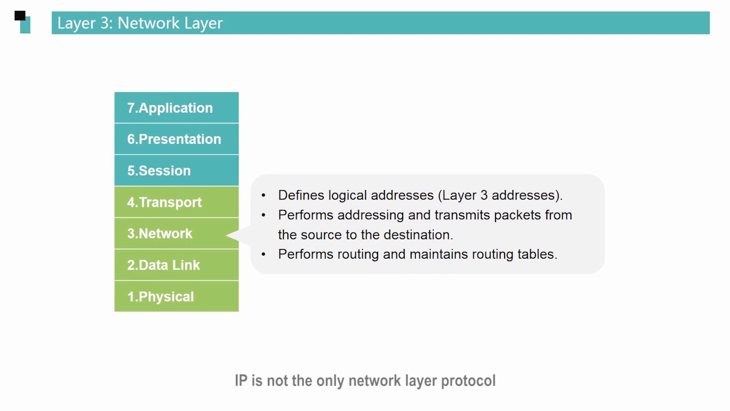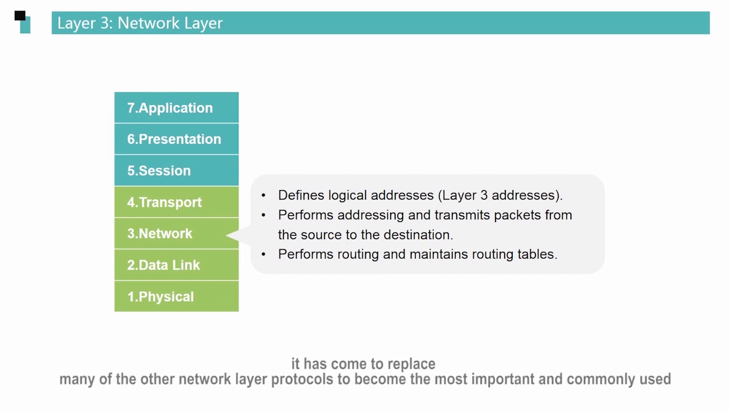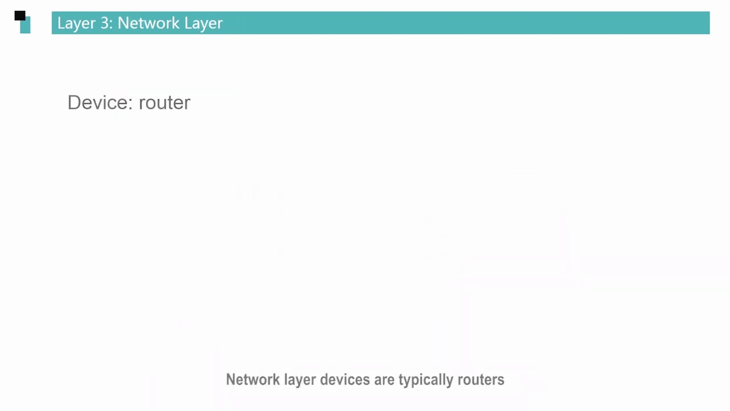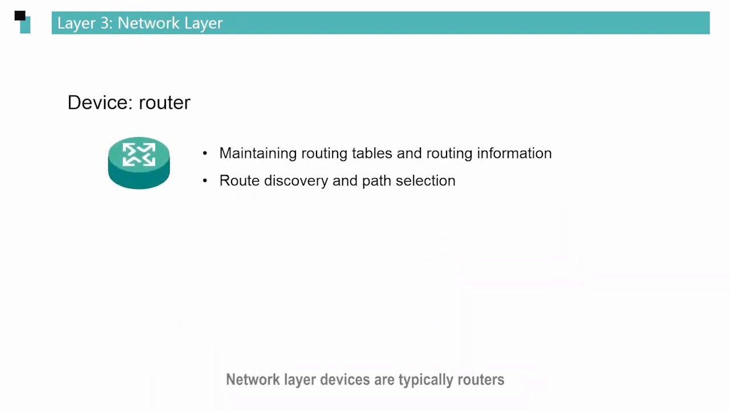IP is not the only network layer protocol. However, with the development of communications technology over time, it has come to replace many of the other network layer protocols to become the most important and commonly used. IP is used for packet addressing, ensuring that the packets reach their destination, route selection, and maintaining routing tables. Network layer devices are typically routers.